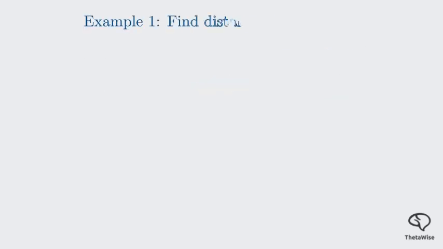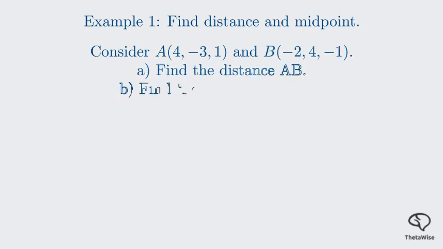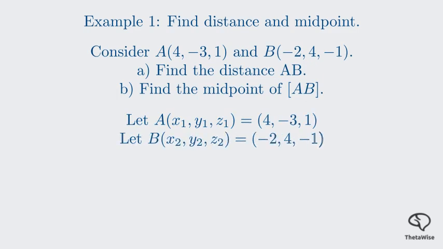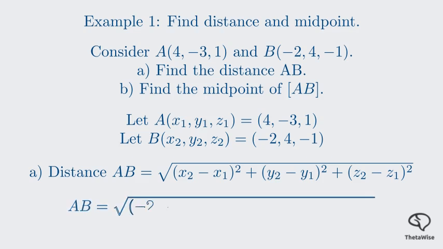Let's work through an example to see these formulas in action. Consider 2 points, A with coordinates (4, 3, 1), and B with coordinates (2, 4, 1). Our goal is to find the distance between them, AB, and the coordinates of the midpoint of the segment AB. To make our calculation clear, let's identify the coordinates for A as (x1, y1, z1), and for B as (x2, y2, z2). First, let's find the distance AB using our distance formula. We substitute the values into the formula. The square root of (2 minus 4) squared plus (4 minus 3) squared plus (1 minus 1) squared.